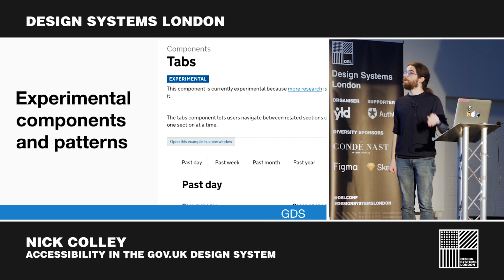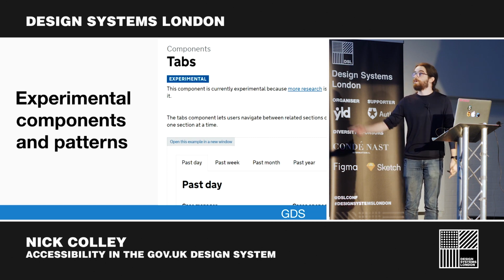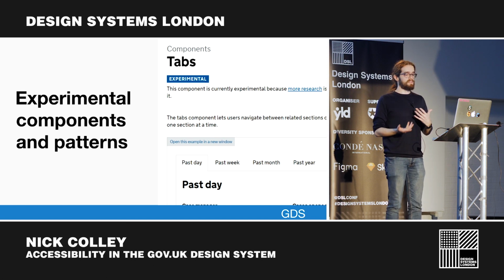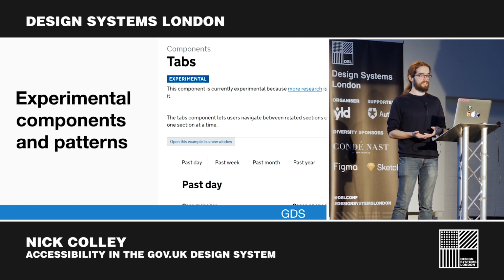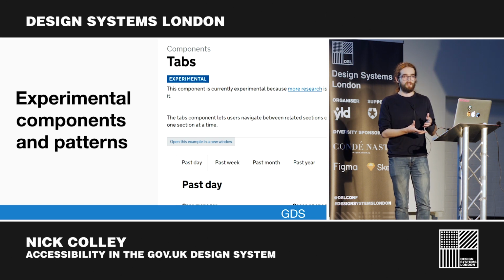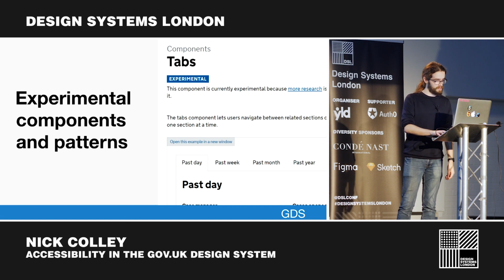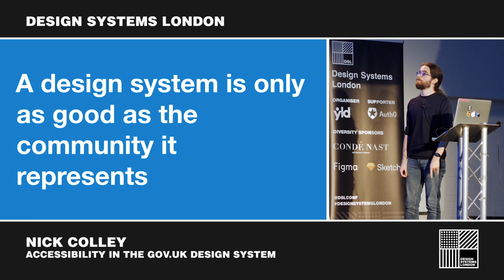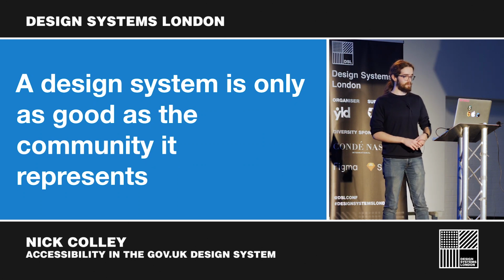This is why on some of our components, you might see the label experimental. It allows us to ship patterns and components we think need more research to validate, and gives people the opportunity to share research with us. Over time, we might get enough of these that we decide to make another fake service and go through it, but we hope that the community will help us research these things. So with all this in mind, a design system is only as good as the community it represents.